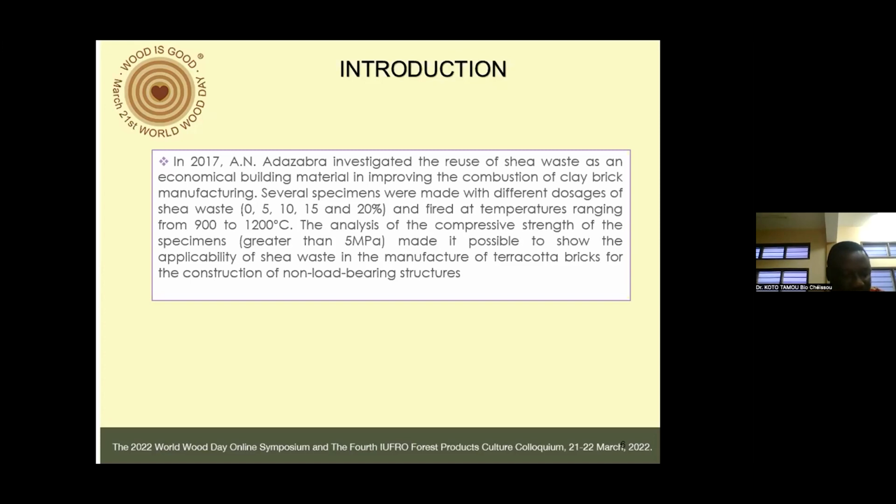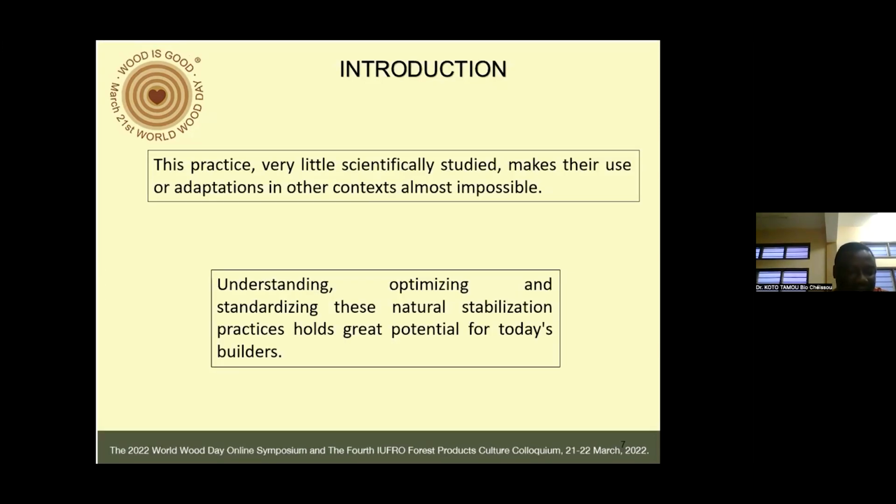Parkia paradoxa. Very little scientific study makes its use or adaptation in other contexts almost impossible. Understanding, optimizing and standardizing this natural stabilization practice holds greater potential for today's builder. This is why we studied this research.